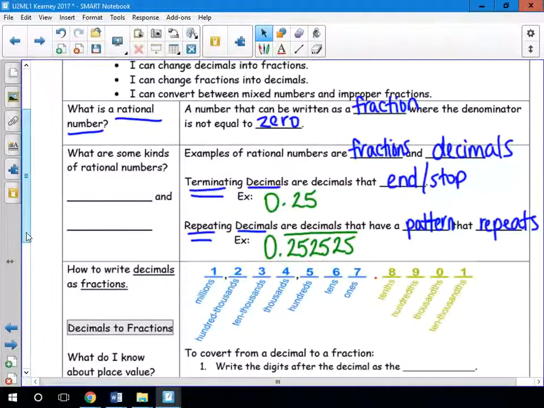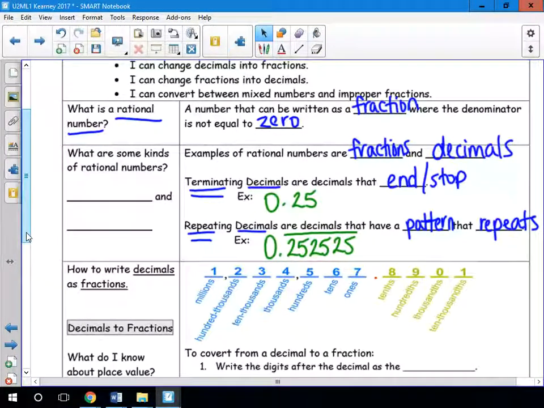Okay? So, just to recap, a rational number can be written as a fraction where the denominator is not 0, or if it's in the form of a decimal, it has to be a terminating decimal or a repeating decimal.